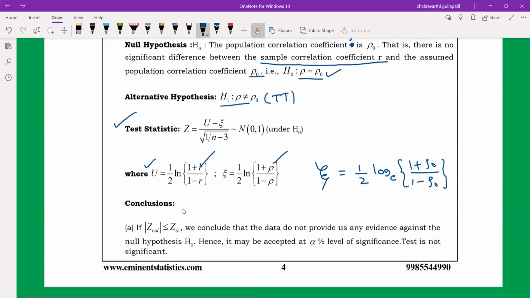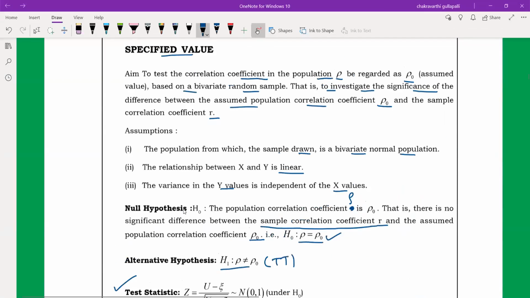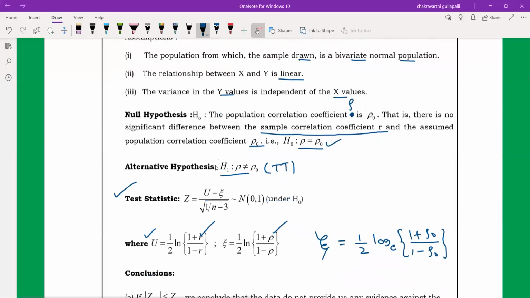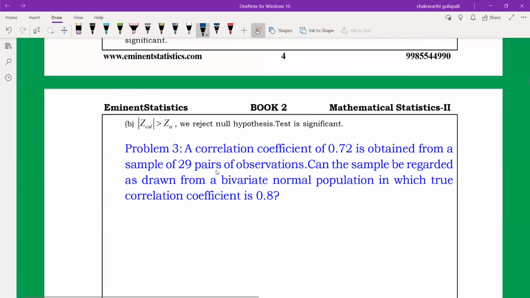A simple problem for understanding purposes. In this test, the main objective questions are: the population from which the sample is drawn is a bivariate normal population, and the relation between X and Y must be linear. What is the investigation? The significance of the difference between the assumed population correlation coefficient and the sample correlation coefficient R. That is the main investigation. These are objective type questions from the university examination point of view.